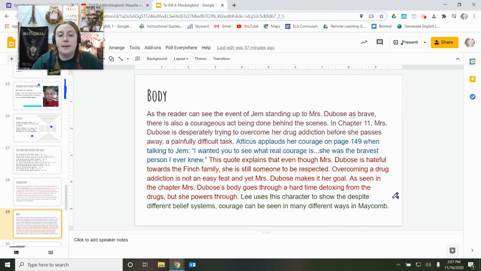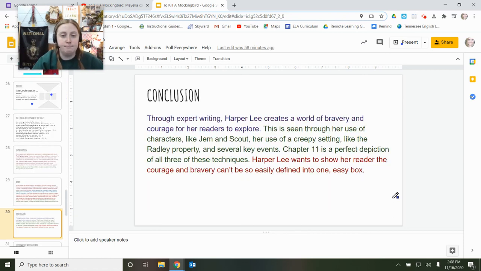This quote explains that even though Mrs. DeBose is hateful towards the Finch family, she is still someone to be respected. Overcoming a drug addiction is not an easy feat, and yet Mrs. DeBose makes it her goal. As seen in the chapter, Mrs. DeBose's body goes through a hard time detoxing from drugs, but she powers through. Lee uses this character to show that despite different belief systems, courage can be seen in many different ways and may come. Okay, boom. So I had my I, my C, my E, and my T.